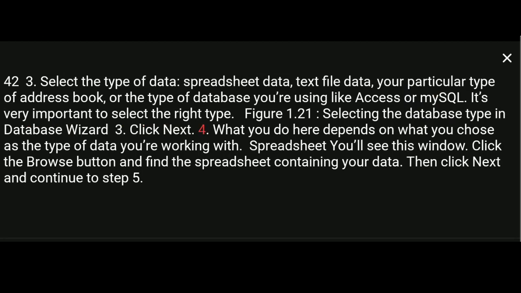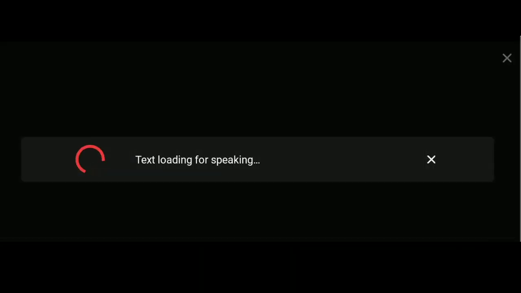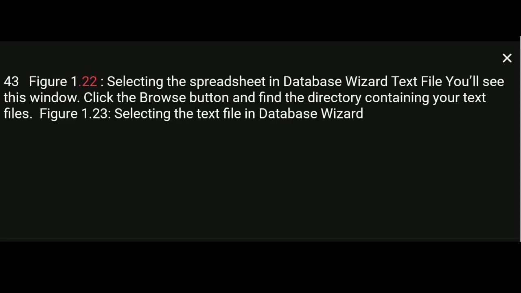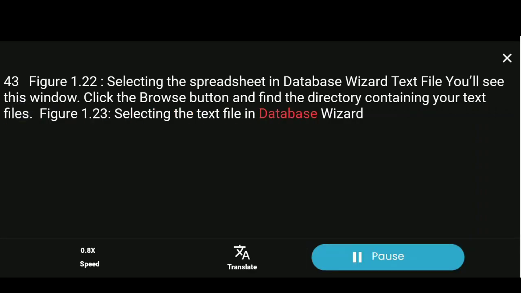3. Click Next. 4. What you do here depends on what you chose as the type of data you're working with. Spreadsheet: you'll see this window. Click the Browse button and find the spreadsheet containing your data. Then click Next and continue to Step 5. Figure 1.22. Selecting the spreadsheet in Database Wizard. Text file: you'll see this window. Click the Browse button and find the directory containing your text files. Figure 1.23. Selecting the text file in Database Wizard.